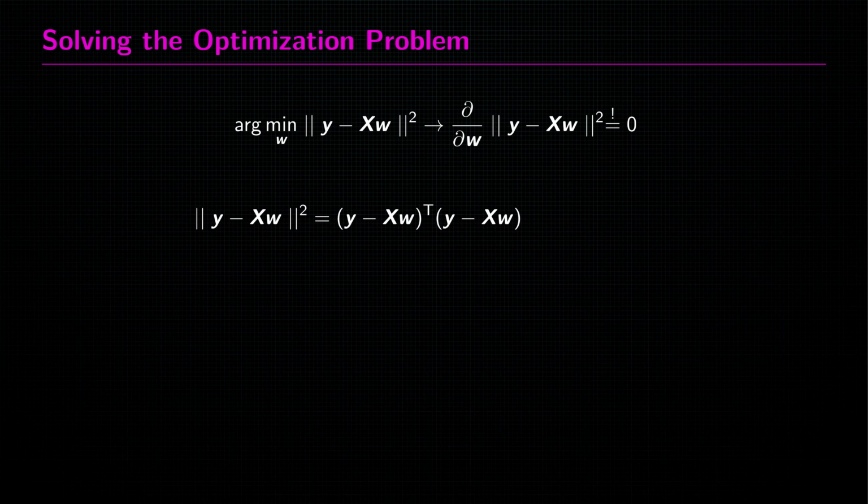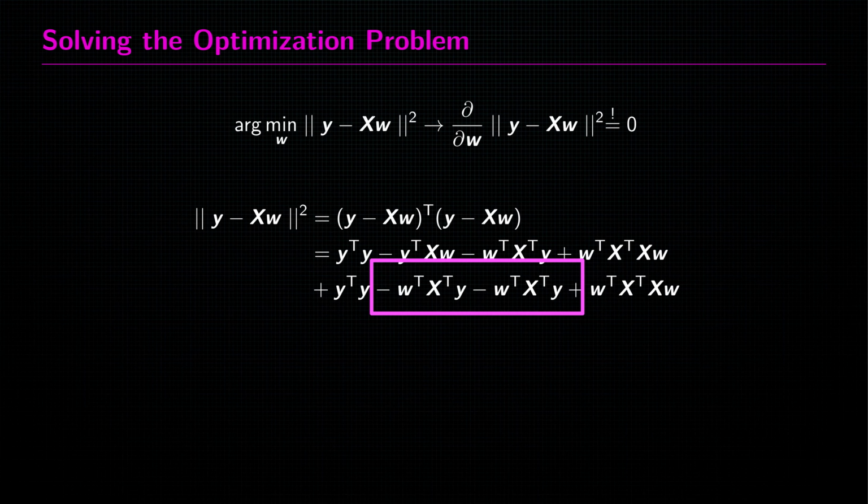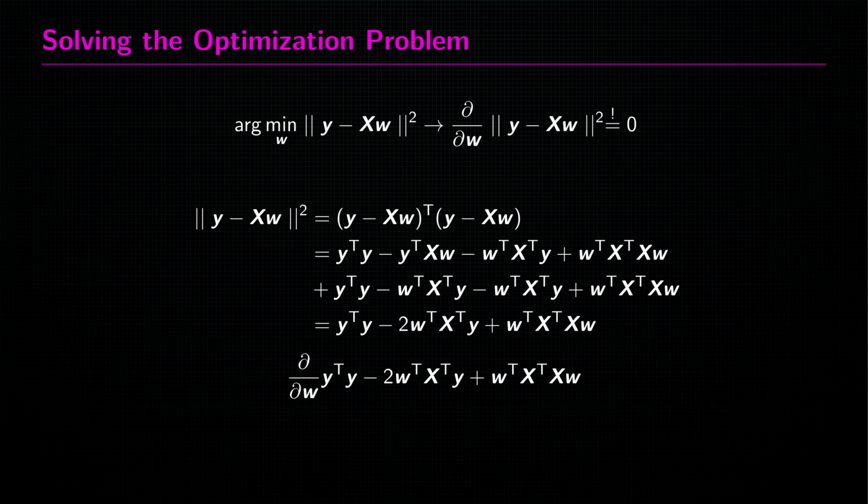The Euclidean norm of a vector can be rewritten as a scalar product of the vector and its transpose. Then we multiply out the terms and utilize the fact that the result will be a scalar, which makes it possible to transpose the individual terms of this sum. By doing so, we notice that the two mixed terms in the middle of the equations are actually the same and can be summarized. Then we take the derivative with respect to w, which yields the following.